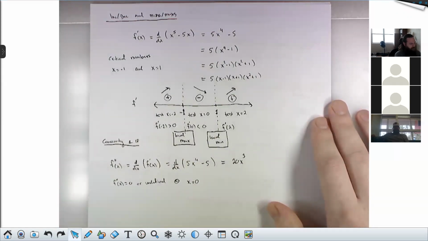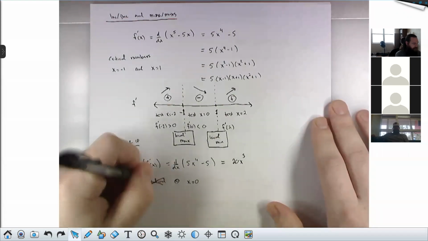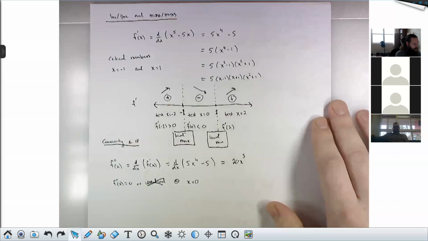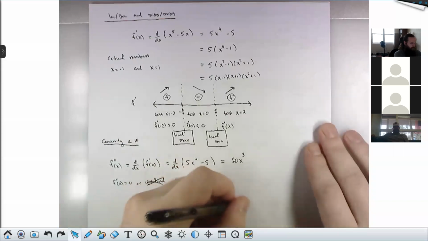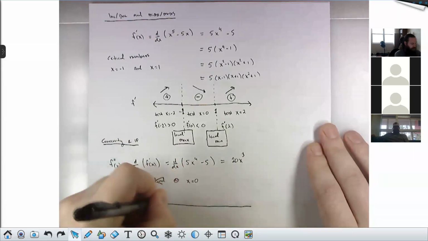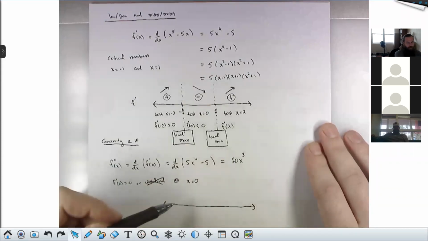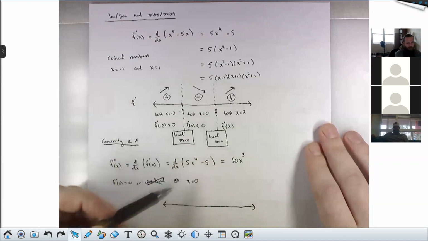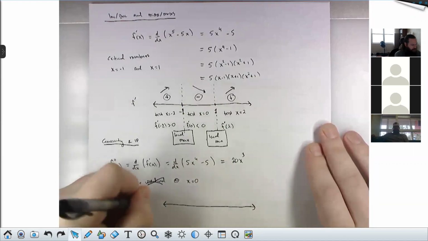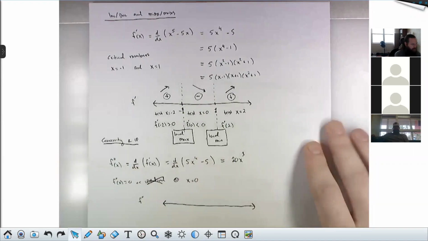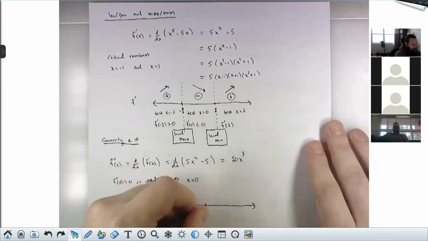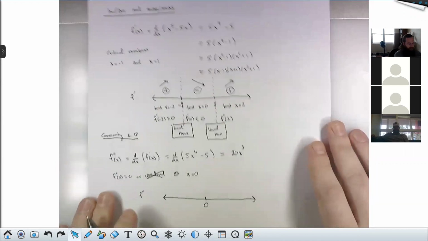It's never undefined because it's a polynomial. So the number line for f double prime, and in practice this is the nice way to do it, where you can get the number line for f prime and f double prime on the same page. That way you can look at all of this at once. It's right here at 0.